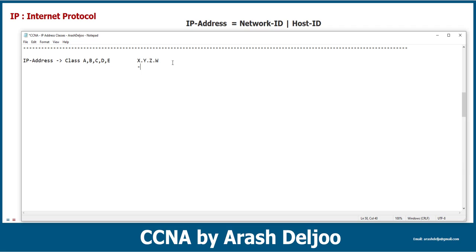You know that in each of the octets, we have a value between 0 and 255, and because of that, only octet 1 is relevant to the IP address classes. Let me talk about the IP address classes.